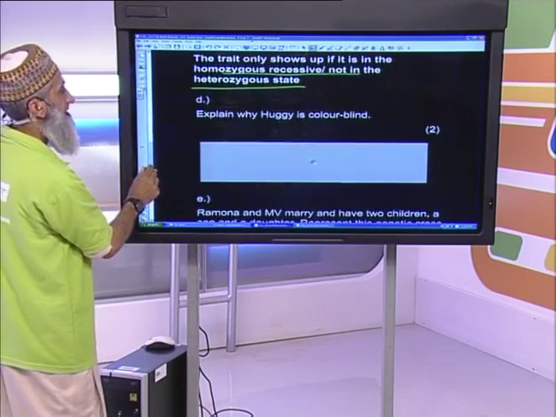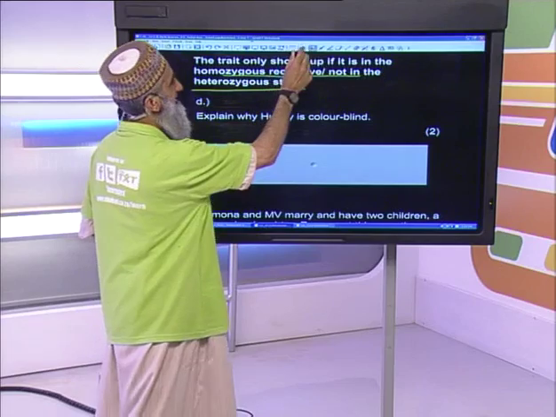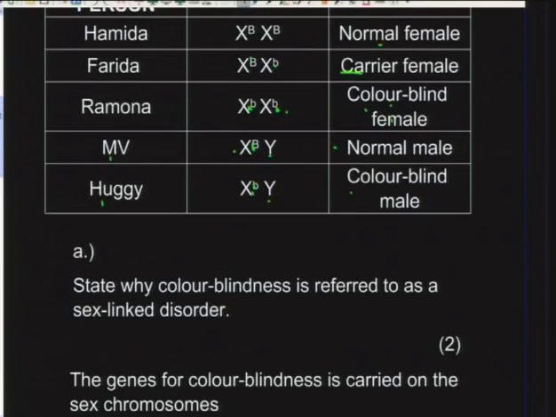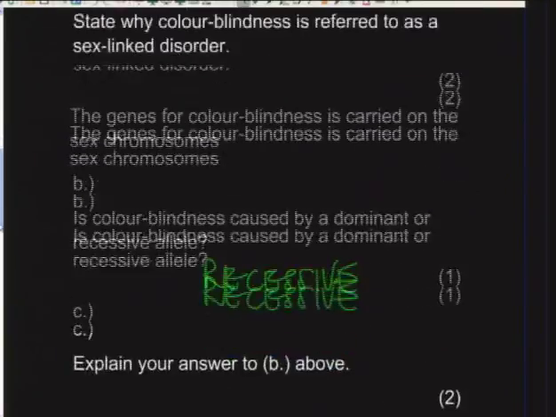Explain why Hagi is colorblind. Why do we ask that question? You may say, what the hell's wrong with this guy? Why did he put this question up when he has the recessive trait? But notice, Farida also has the recessive trait, but she's not colorblind. She's normal, but a carrier. Now, why is Hagi colorblind? He's got a small b here, but he's colorblind.